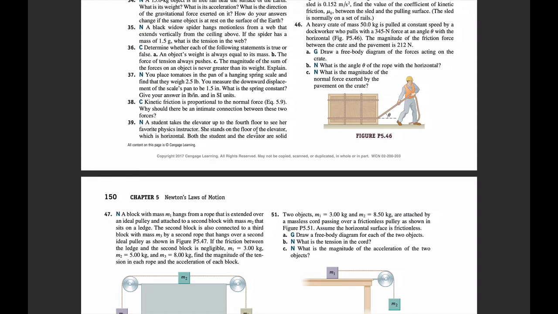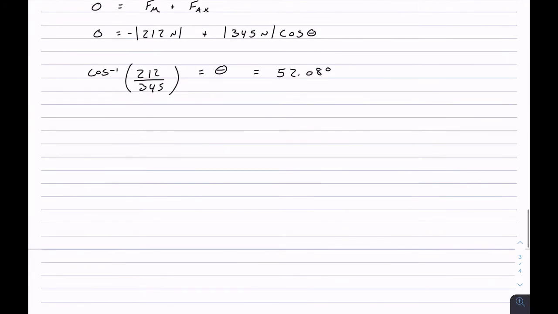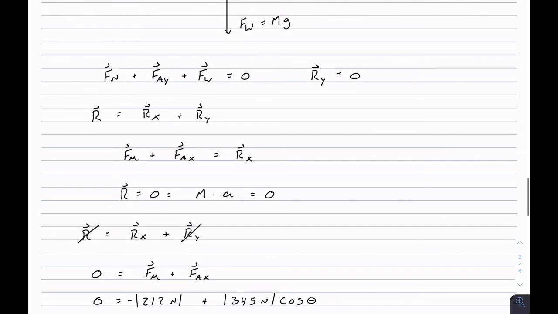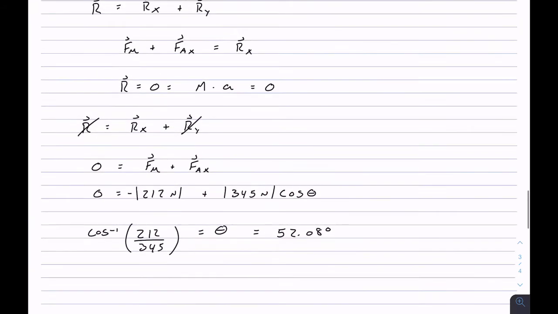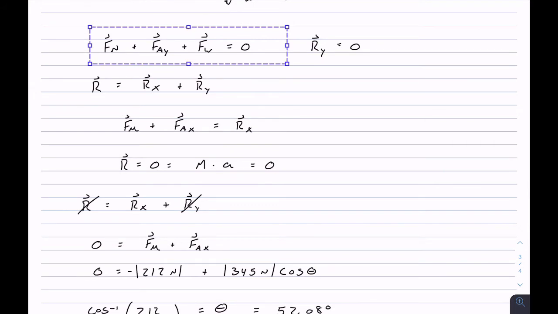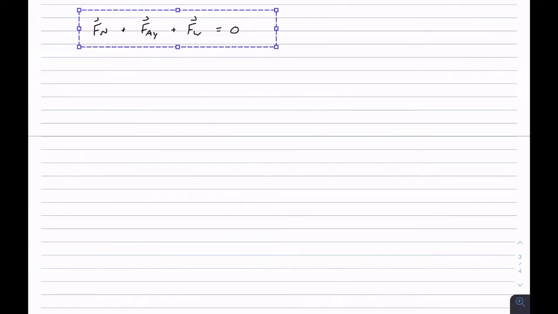Okay, so since we want the normal force, which is in the y direction, we can use the equation we had earlier, where we sum up all of the y direction forces to 0, because we did that a minute ago, and then we can solve. So let's set this up. I'll just copy this down here. There we go.